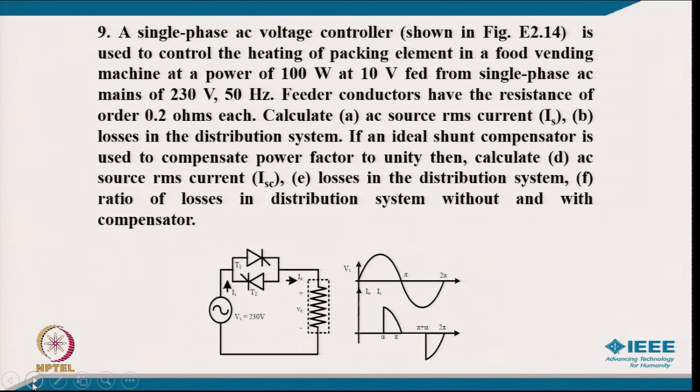Calculate the losses in the distribution system. If an ideal shunt compensator is used to compensate the power factor to unity, then calculate the AC source RMS current, the losses in the distribution system, and the ratio of the losses in the distribution system without and with the compensator. You can see it is a practical example. You might have seen food packing machines having a heating element, or sweet packing machines.